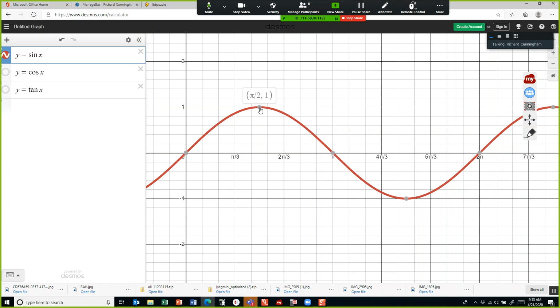Can you see the screen okay, Jesse? Are you on a phone? You said you were on a phone last time, didn't you? Okay, good. All right.